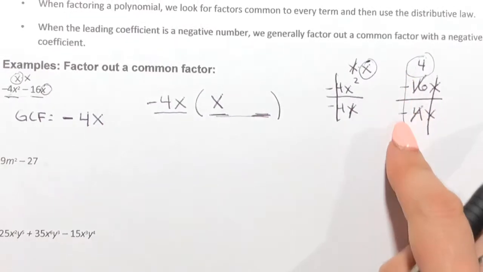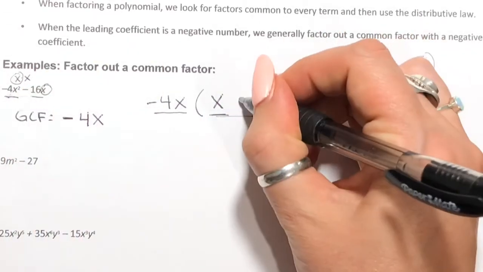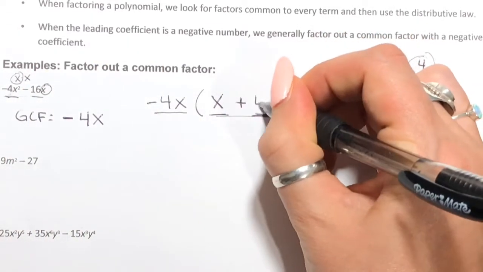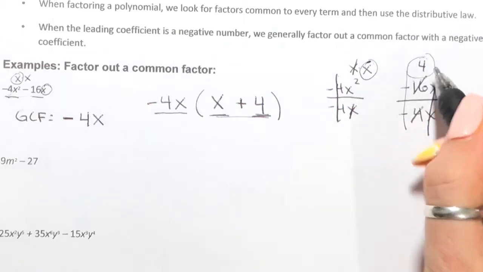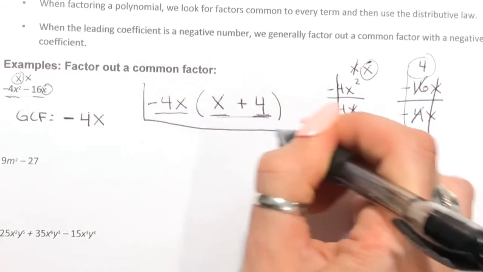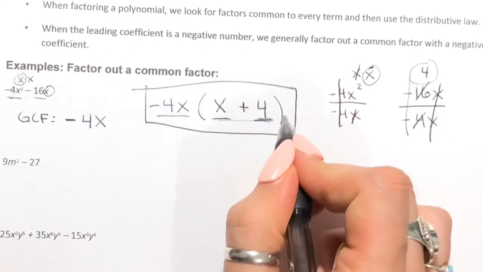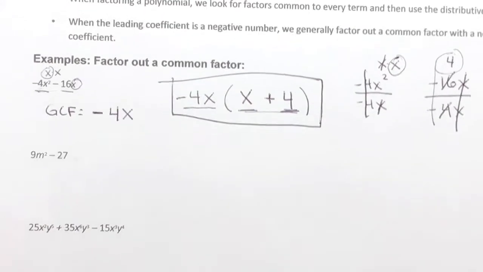But note that the negatives did cancel. So instead of having a minus sign here, it's now going to turn to a plus sign. So we're going to have a plus 4 since this turned positive. And so when they say to factor out the common factor, this is how they want you to write it, with the GCF in front and then the remainder part on the inside. Okay, let's try another one.